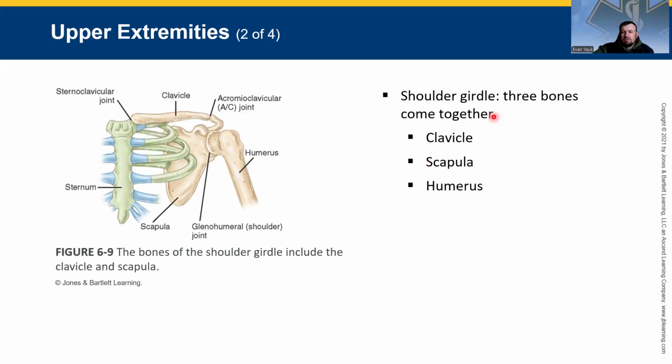Your shoulder girdle has 3 major components. That's going to be your clavicle, which is located in the front. Your scapula, which is back here, this triangle shape, that's located there in the back. And then your humerus, which is the main support of your arm. That's the main support bone.